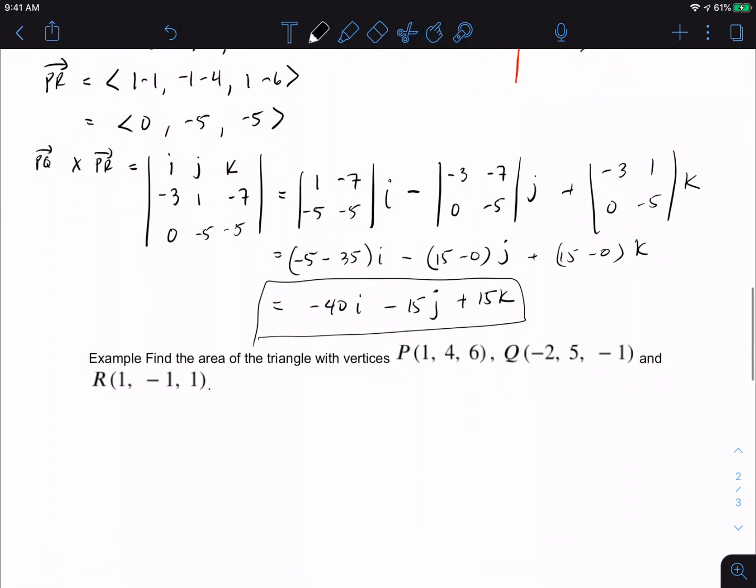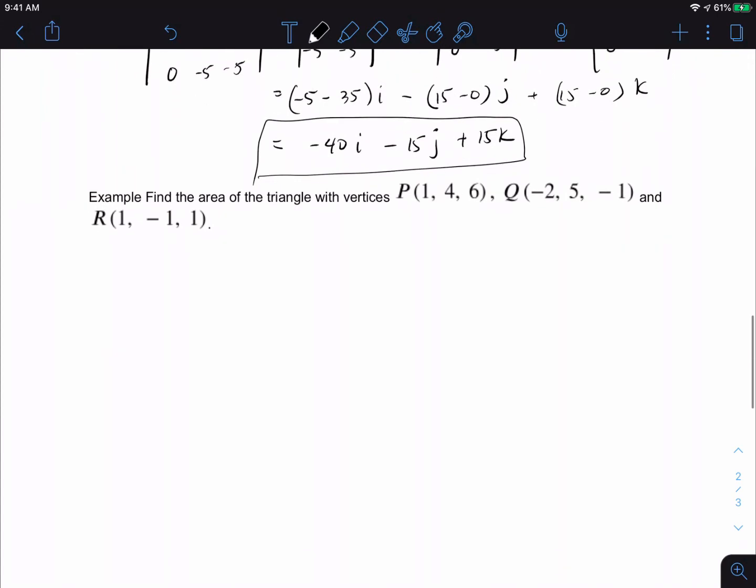Now the next thing is, I wanted to show you guys how to find the area of the triangle with these vertices. I don't want to reinvent the wheel. It's the same problem. We need to remember that the magnitude, or the length, of the cross product is the area of the parallelogram. Well, this isn't a parallelogram, it's a triangle, so we're going to want half of it. The cross product is that value right above, the -40I minus 15J plus 15K.